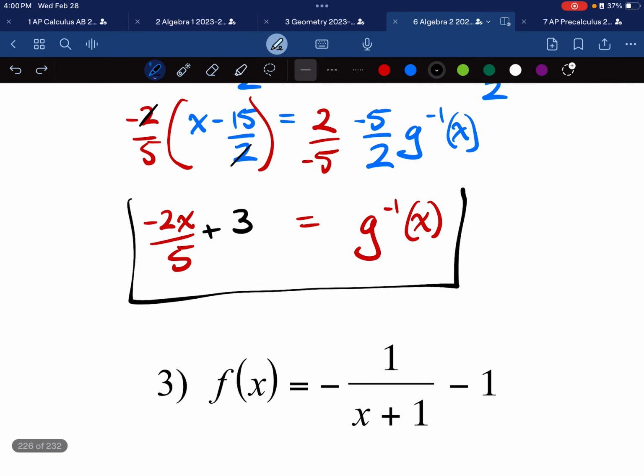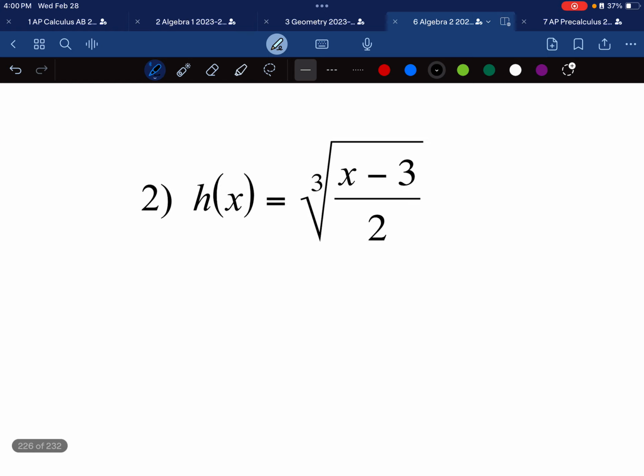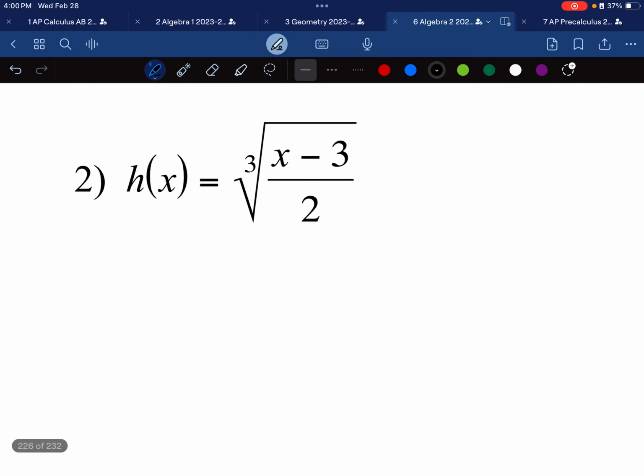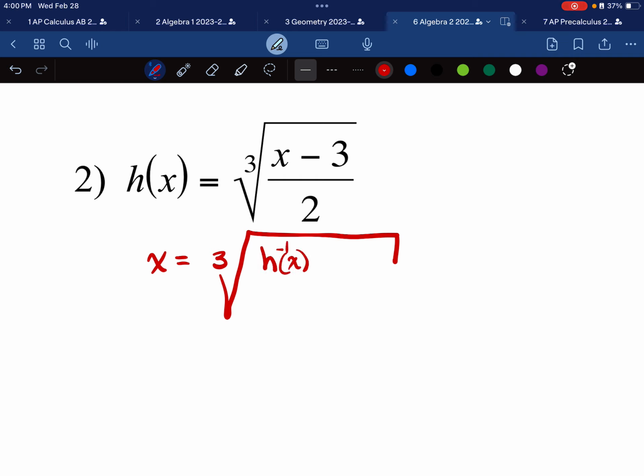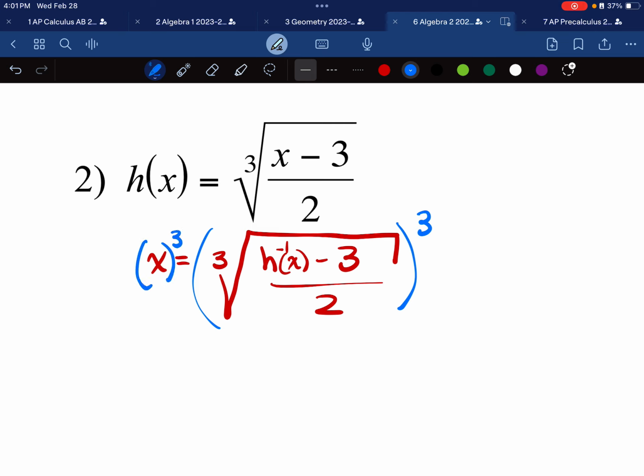Cool. All right, what about number 2? In number 2, we need to, again, switch the x-coordinate and the y-coordinate. So I now have x is equal to the cube root of this entire fraction of h inverse of x minus 3, all of that divided by 2. The first thing I'm going to do to both sides is get rid of this cube root by taking both sides to the power of 3. I have x to the power of 3 on the left, and now these cancel out, meaning I have just h inverse of x minus 3 all over 2.